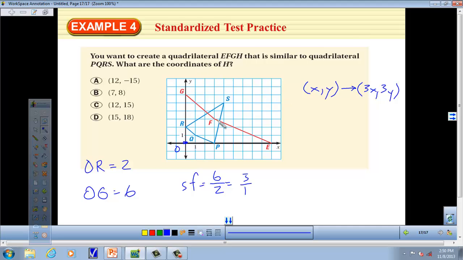Therefore, if we want to know the coordinates of H, H will match up with S. So we look at the coordinates of S, which are, let's see, that's 1, 2, 3, 4, 5. So the coordinates of S are 4 comma 5. So we have S is 4, 5, and H will be 3 times 4, which is 12, and 5 times 3, which is 15. That makes our answer C, which is 12 comma 15.